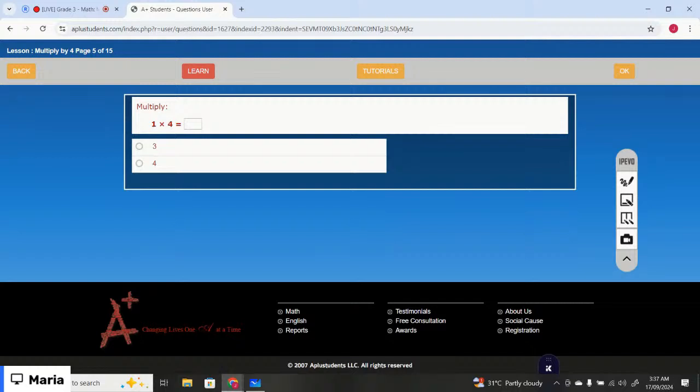One times 4. So which is the correct option? 1 times 4 is 4. Whatever number you are multiplying with 1, the number stays the same. So 1 times 4 is 4.